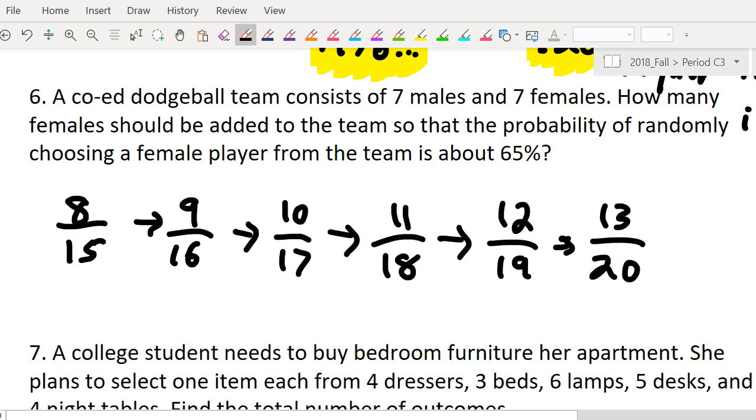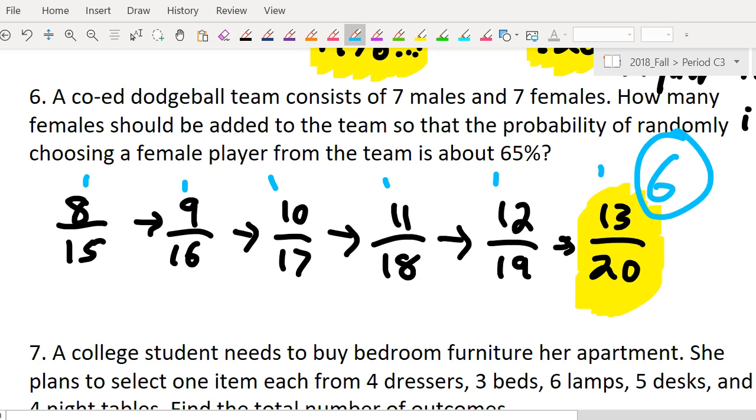Uh-oh. Hey, I can do that, that's easy. That's exactly 65%. You know how I know? Because if you divide both of these by 2, what do you get? 6.5 out of 10. So that's exactly 65%. So how many females did we add here? 1, 2, 3, 4, 5, 6. So it's actually 6.